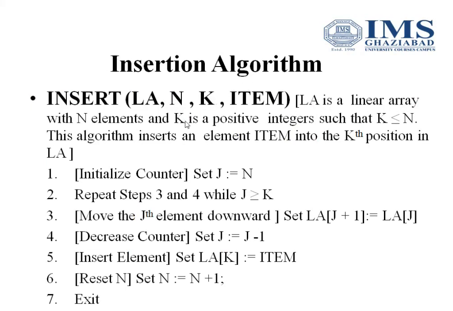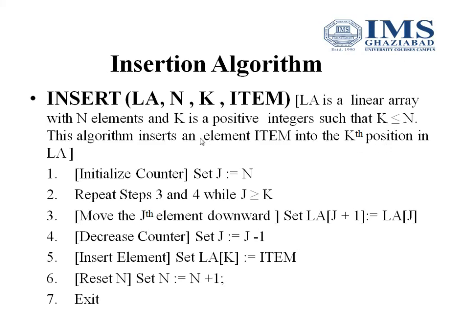So LA is a linear array with n elements, and K is a positive integer such that the value of K is less than n. So we have the restriction: if you want to insert an element in the array, the index you mention, at which position you want to enter, must be less than n. This algorithm inserts an element item into the kth position in the linear array.